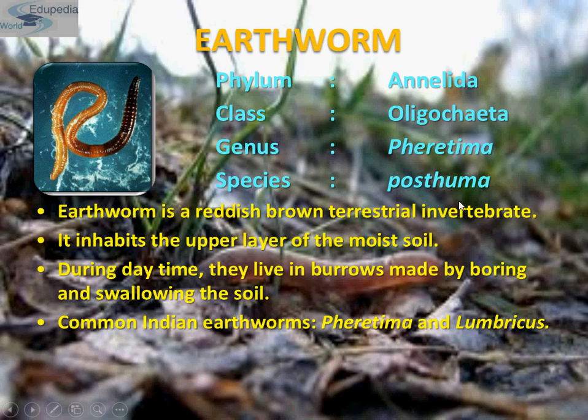So earthworm is a reddish brown terrestrial invertebrate that inhabits the upper layer of the moist soil, and during the daytime they live in burrows made by boring and swallowing the soil. The common Indian earthworm is Pharynthema and Lumbricus. Remember, please note it down that two common Indian earthworm species are Pharynthema and Lumbricus.